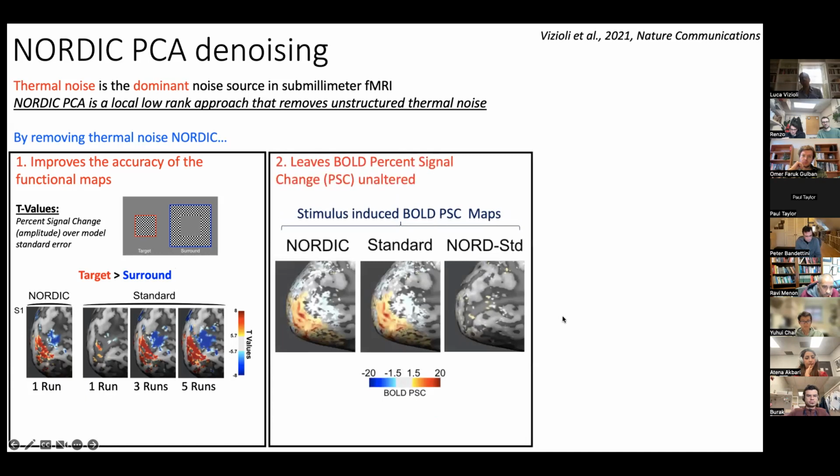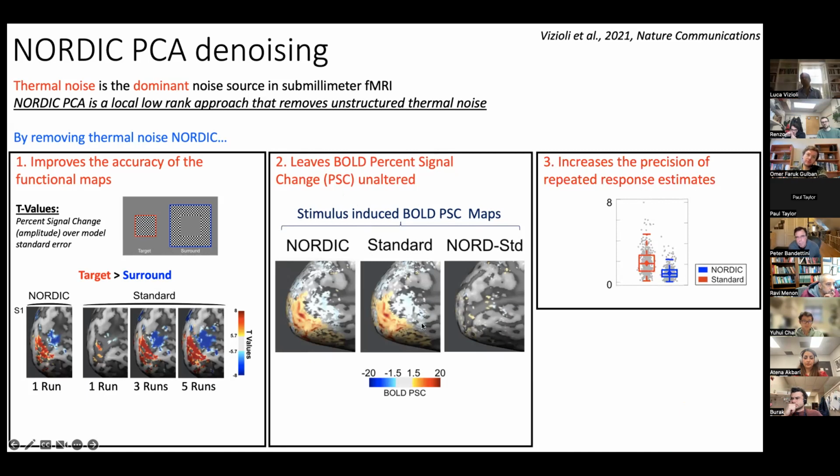We then look at percent signal change responses. So we're looking at the differences between the two to assess the impact of NORDIC on response amplitude. And in this case, with block design in V1, we did not see any meaningful differences in percent signal change, leading us to conclude that, specifically in this case, NORDIC leaves percent signal change largely unaltered. And so looking at the previous result, we have these larger T values with the same percent signal change, as T values can be thought of as signal over error. What we are doing is removing the noise while leaving the signal largely intact.